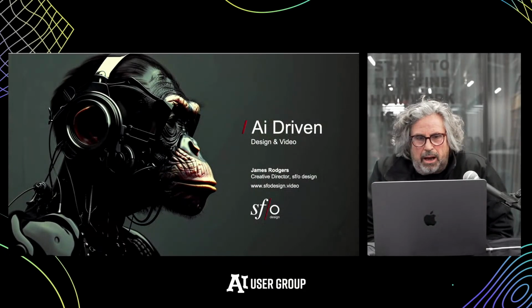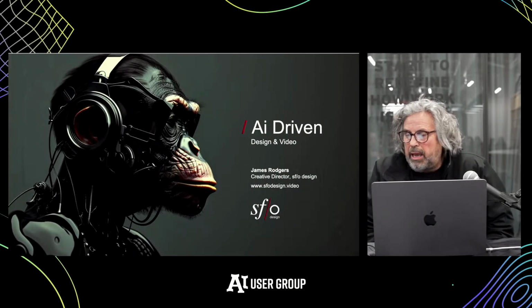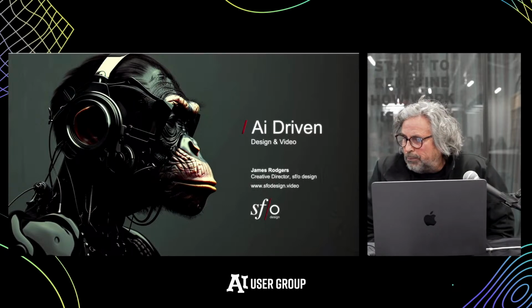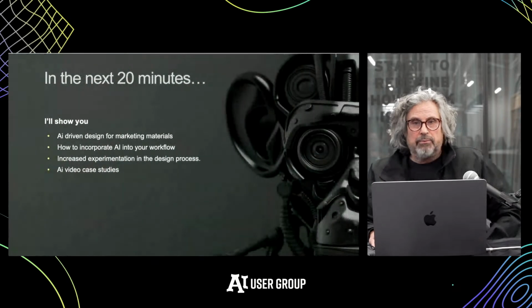Hi. My name is James, and I'm a creative director at SFO Design. I'm a graphic designer, and I began my career in graphic design in television. I spent over 30 years in TV animation and design. I also spent a lot of time in the corporate world as a creative director, designing video, web, and print. For the last year, I've been experimenting with AI apps and trying to figure out how to use them in my daily work.